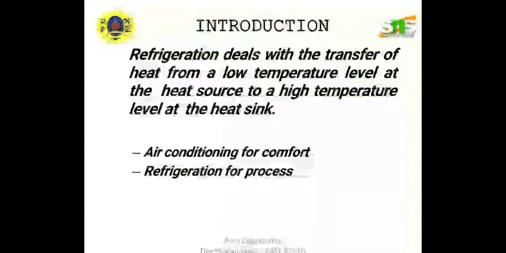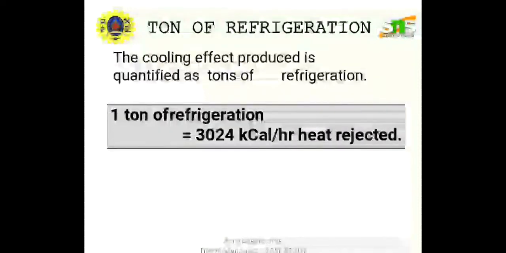Refrigeration deals with the transfer of heat from a lower temperature level at the heat source to a higher temperature level at the heat sink. The best applications are air conditioning for comfort and refrigeration for process. Ton of refrigeration. The cooling effect produced is quantified as a ton of refrigeration. 1 ton of refrigeration is equal to 3024 kilocalories per hour of heat rejected.